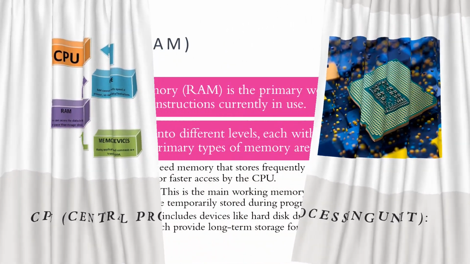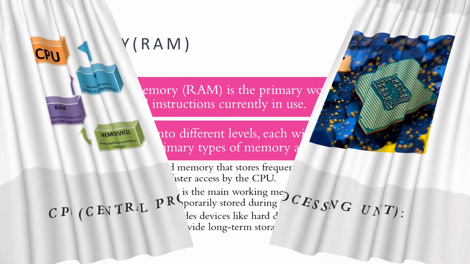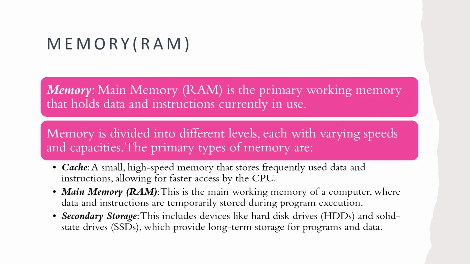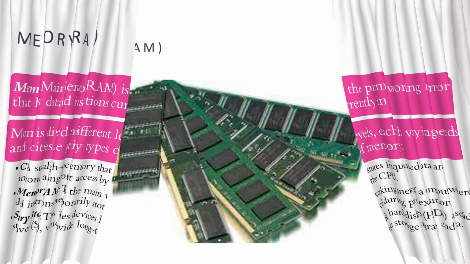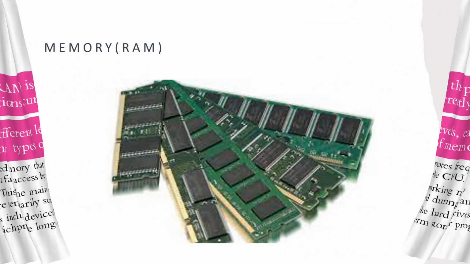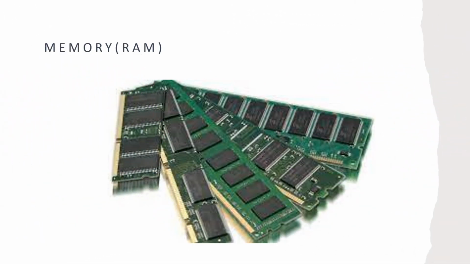Second, we try to understand about random access memory. Memory is divided into different levels, each with varying speeds and capacities. The primary types of memory are main memory, RAM. This is the main working memory of a computer, where data and instructions are temporarily stored during program execution.